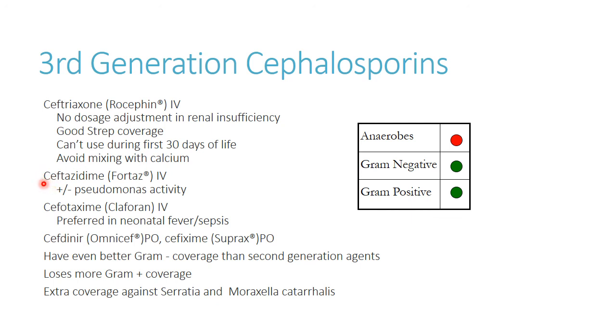Ceftazidime, this one we don't use too frequently. It has a little bit of pseudomonal coverage. I use this mostly with my CF patients with cystic fibrosis. But again, clinically we don't use this one super commonly just due to rapid resistance with that.